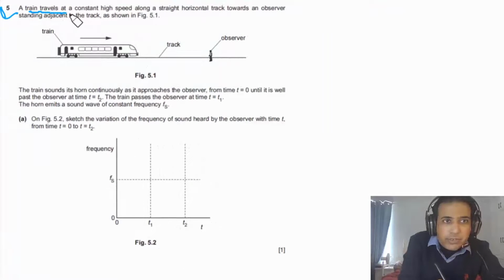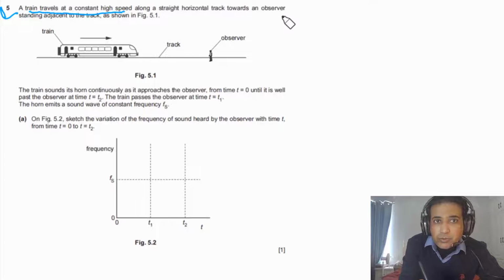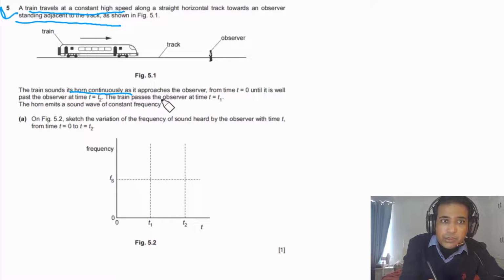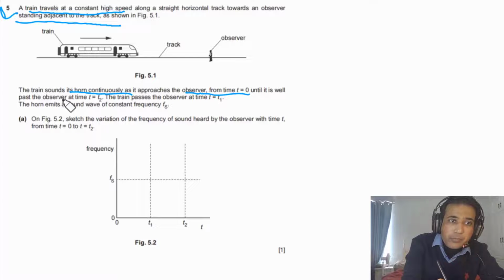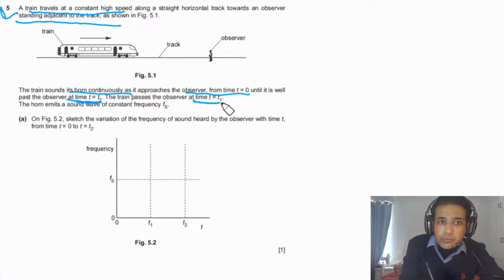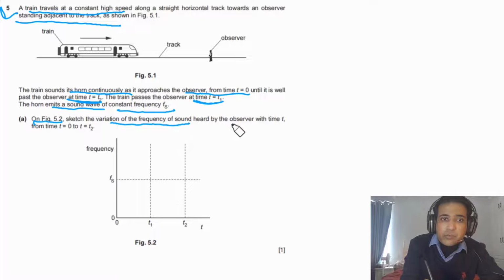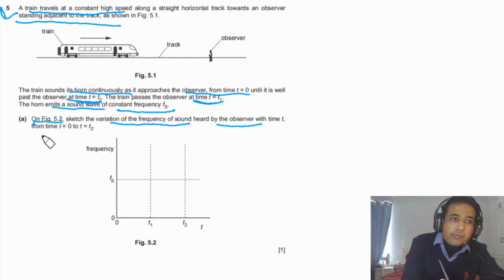Question 5 says, a train travels at a constant high speed along a straight horizontal track towards an observer standing adjacent to the track as shown in figure 5.1. The train sounds its horn continuously as it approaches the observer from time t equals 0 until it is well past the observer at time t equals t2. The train passes the observer at time t equals t1. The horn emits a sound wave of constant frequency fs. On figure 5.2, sketch the variation of the frequency of sound heard by the observer with time from t equals 0 to t equals t2.